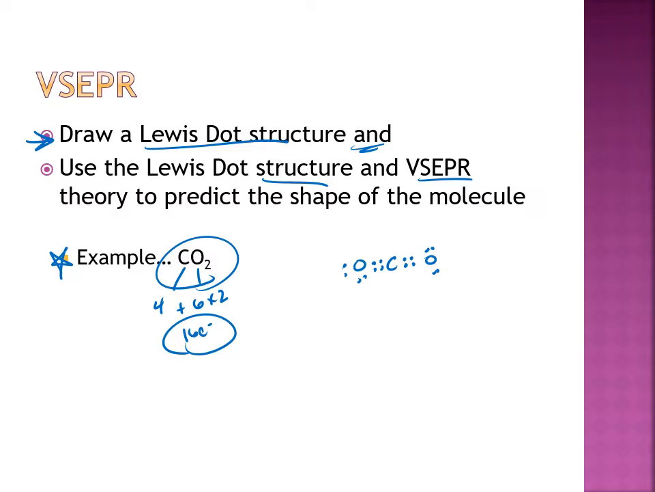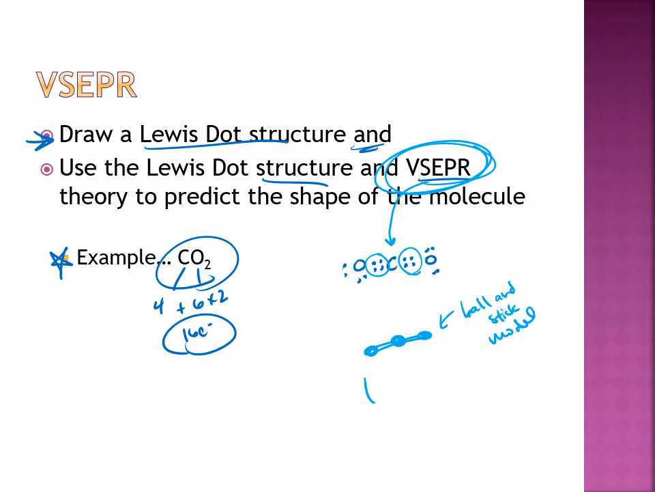and each atom has 8 electrons. So now I'm going to focus on my central atom and thinking about VSEPR. Central atom is going to be carbon. Carbon right now has 2 bonding groups and 0 lone pairs, which means that if this is my carbon atom, and this is my oxygen atom, and this is my other oxygen atom, I would call this a ball and stick model. The shape is going to be linear.